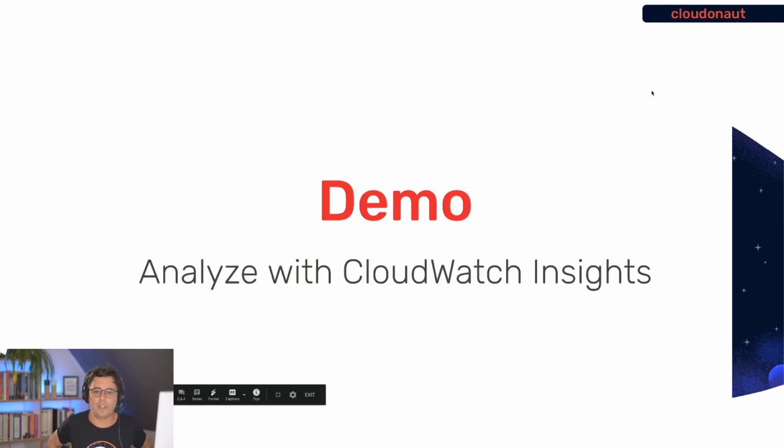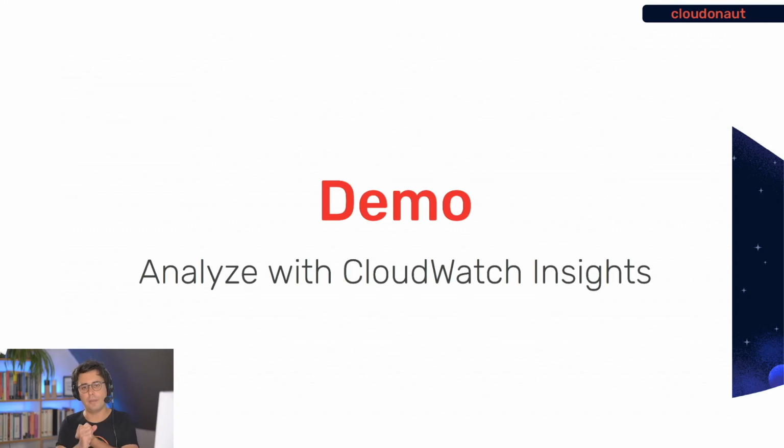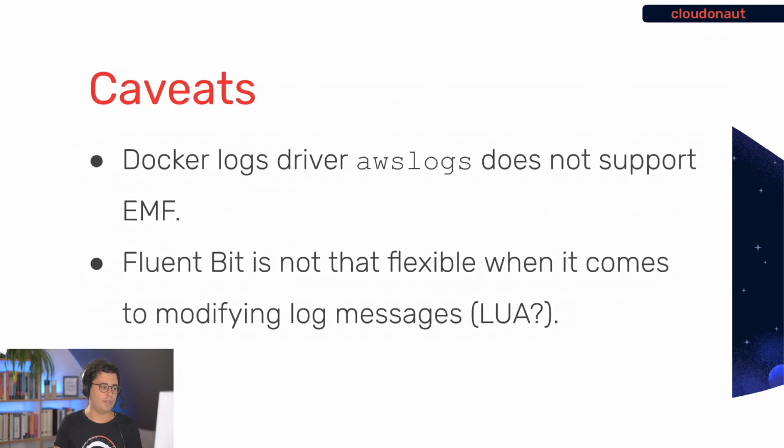Okay, so we have been going through 2 demos. I showed you how to use the embedded metric format with a Lambda function, which is very simple. And I showed you an example with NGINX, which you can basically apply to any kind of workload. So just for you to have an idea of how that works. So what did I find out while preparing the demos and while working with the embedded metric format?